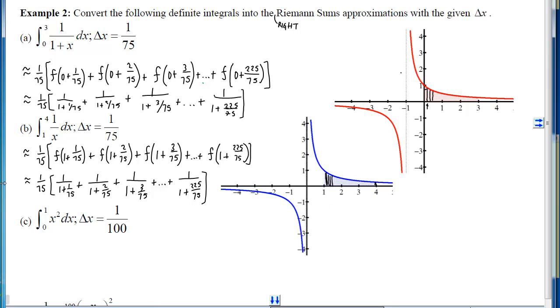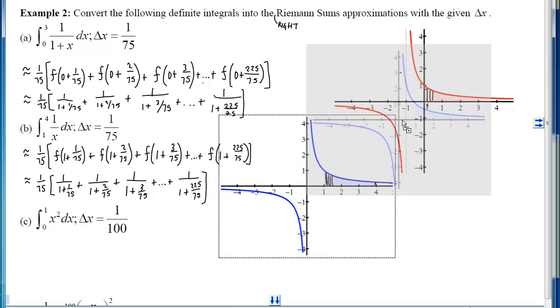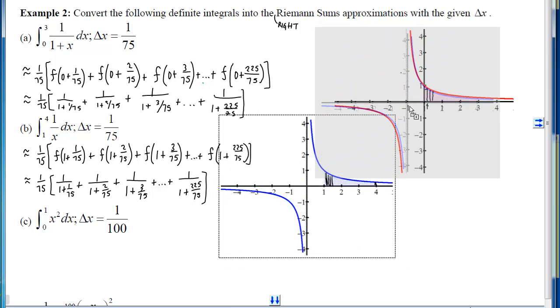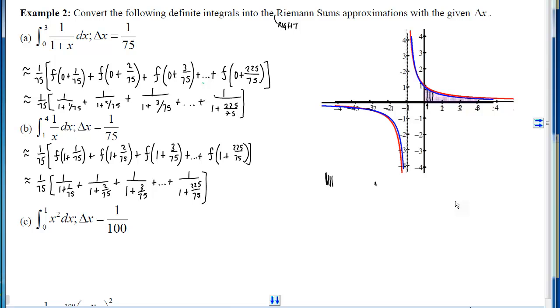And if you notice, I can move this blue area and it will match up exactly with the red. We're measuring the same thing, it's just we've shifted the graph to the left 1 unit.